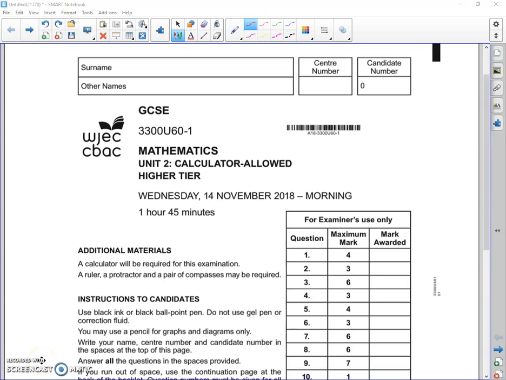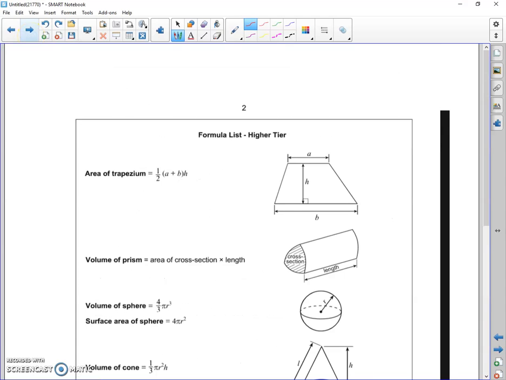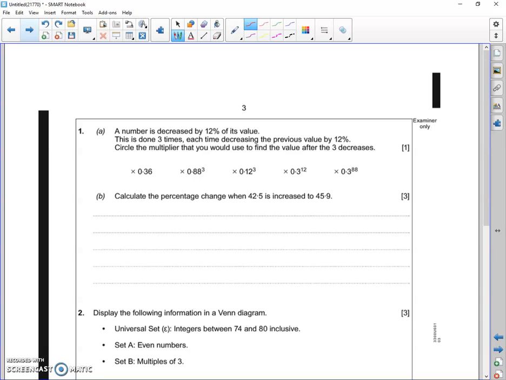This is a walkthrough for the November 2018 Maths Higher Tier Unit 2 Calculator paper. Get straight into it. Okay, first one is a percentages question.